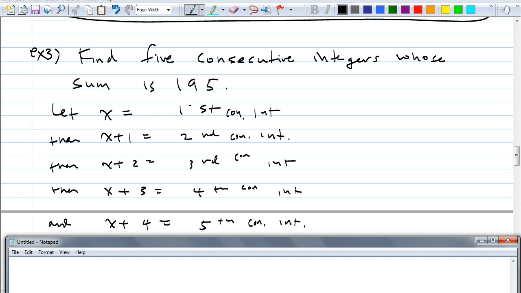Is that okay? Now, let's write the equation. Are you ready for the equation? Who could tell me what the equation is? By the way, what's the formula? This is easy. It says sum is 195, so yeah.